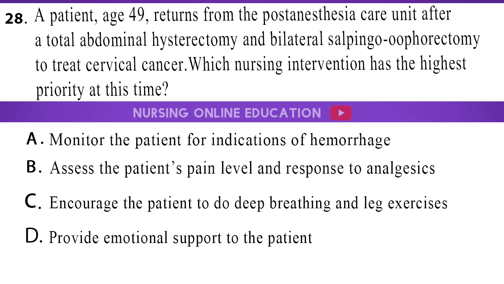28. A patient, age 49, returns from the post-anesthesia care unit after a total abdominal hysterectomy and bilateral salpingo-oophorectomy to treat cervical cancer. Which nursing intervention has the highest priority at this time? A. Monitor the patient for indications of hemorrhage. B. Assess the patient's pain level in response to analgesics. C. Encourage the patient to do deep breathing and leg exercises. D. Provide emotional support to the patient.